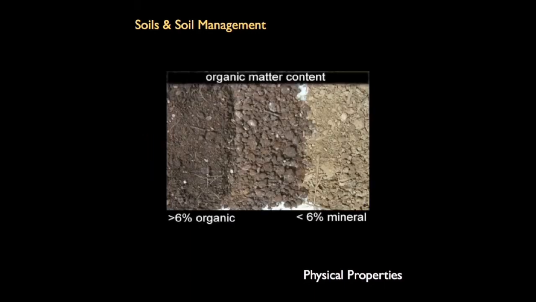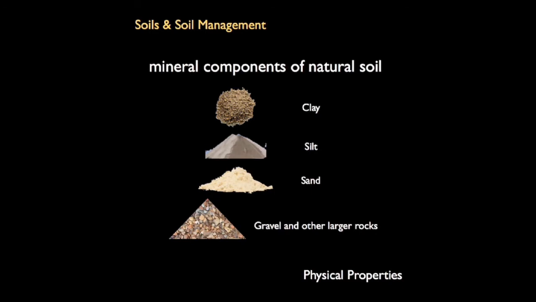Soils containing only about 1 to 6% decomposed organic matter are called inorganic or mineral soils. Soils with higher organic matter content are called organic soils. Mineral components of soils are primarily sand, silt, and clay. Other components include gravel and larger rocks, but these tend to be much less significant from the standpoint of the soil's function as a medium for plant growth.